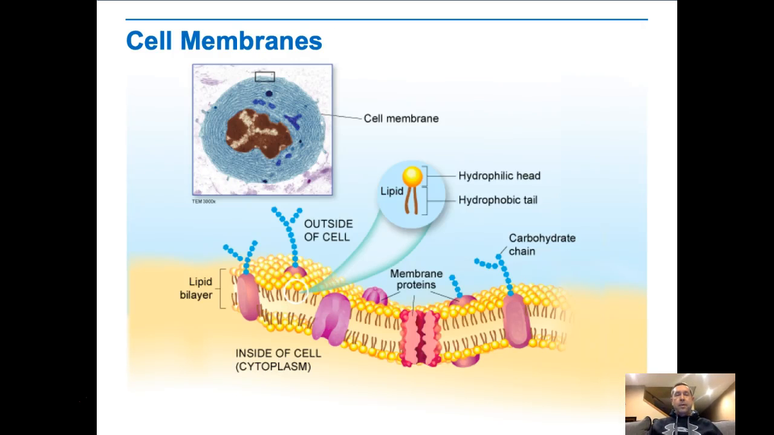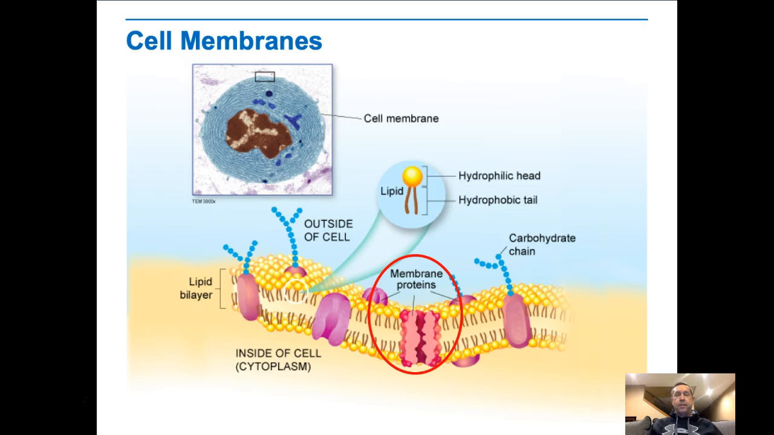The cell membrane is a phospholipid bilayer primarily with embedded proteins. It separates the inside of the cell, the cytoplasm, from the outside of the cell. The phospholipids have an area that's hydrophilic, or water-loving, called the head, and a hydrophobic tail that doesn't like water, water-fearing. You can see the arrangement is such that the heads face the outside and the tails are on the inside.